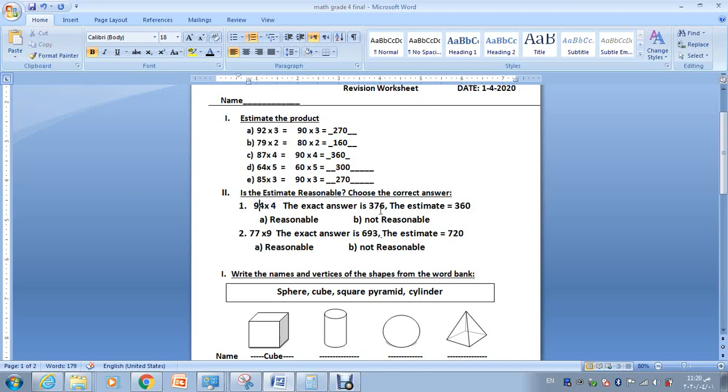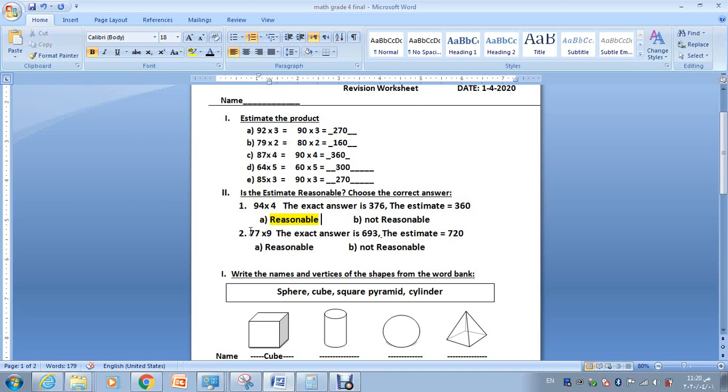94 times 4. The exact answer is 376. But the estimate is 360. So is the estimate here reasonable or not? Let's minus them. So 376 minus 360 equals 16, and 16 is less than 20. So if it's less than 20, we will say reasonable. Again, 376 minus 360 equals 16, and 16 is less than 20. So we can say that it is reasonable.